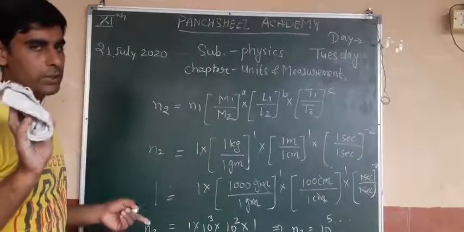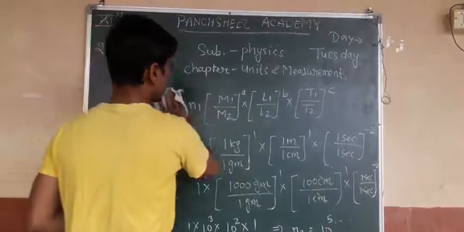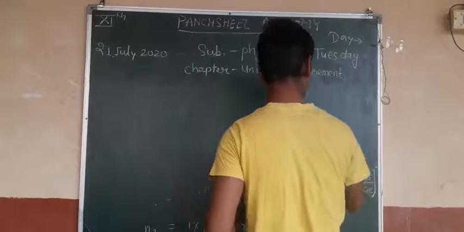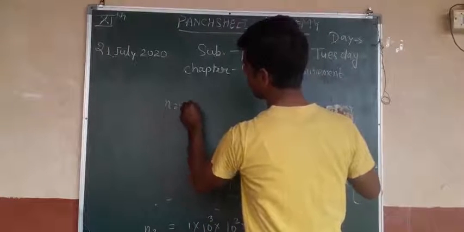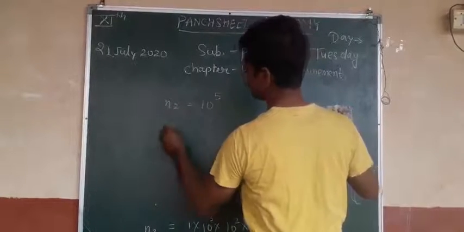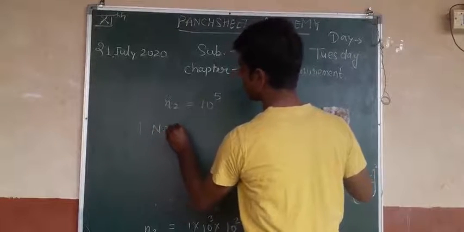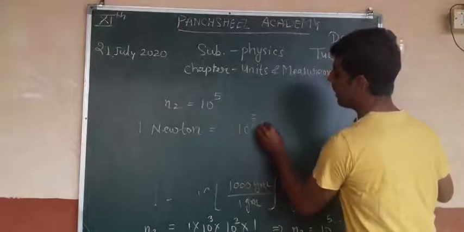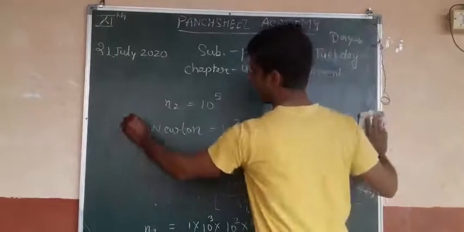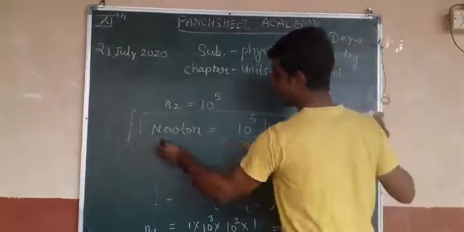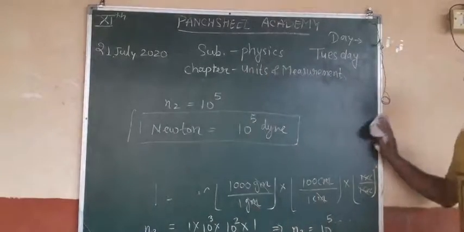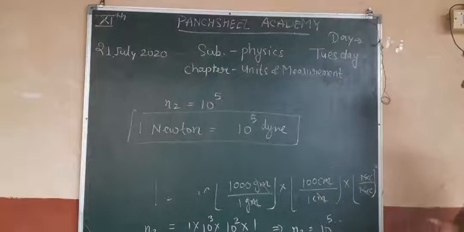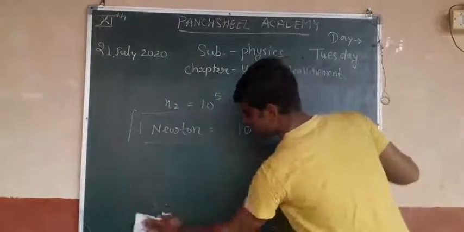So what is N2? N2 is number of dyne. So we will write N2 equal to 10 to the power 5. So 1 Newton force in MKS equal to 10 to the power 5 dyne. This is the answer of our question. 1 Newton equal to what? 10 to the power 5 dyne. Okay. So write this.